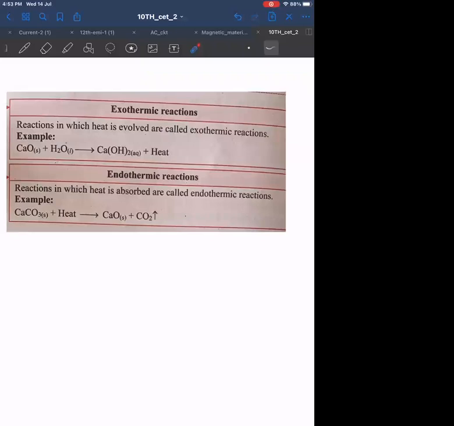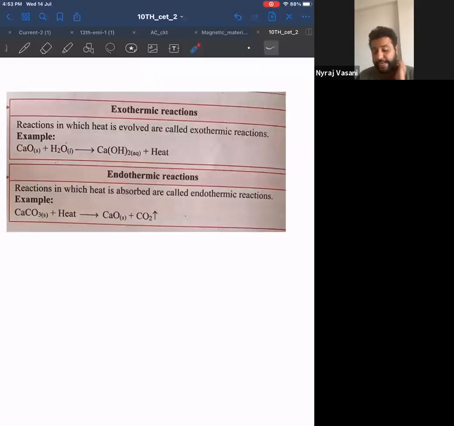Now, another type of classification for reactions is exothermic reaction and endothermic reaction. Again, it's a very common thing. By now, you might have known it. It comes under thermal, that is in heat. Exo means giving out. Endo means taking in. For example, enduring pain means taking in the pain.